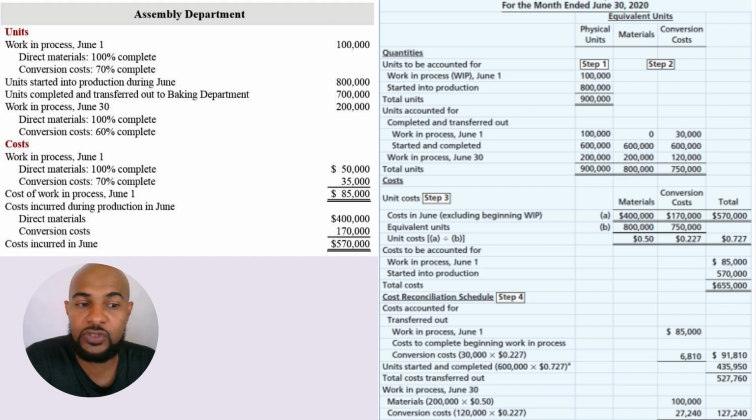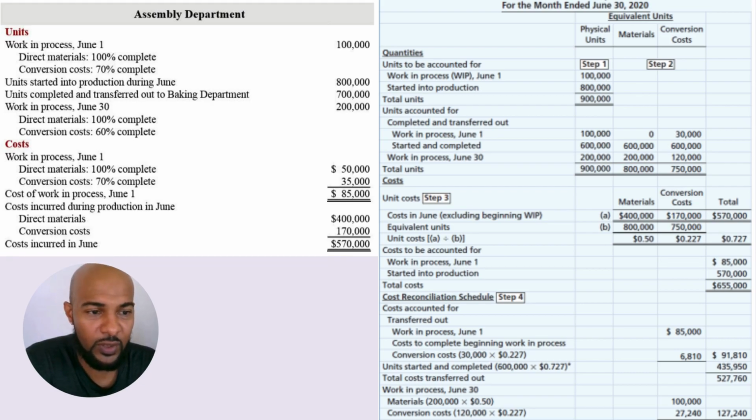That's how we get that 600 units here. And well, we know the 200 is our ending work in process. So 100 plus 600 plus 200 is equivalent to those 900 units that need to be accounted for. And that concludes step one. Now, step two is our equivalent units part.